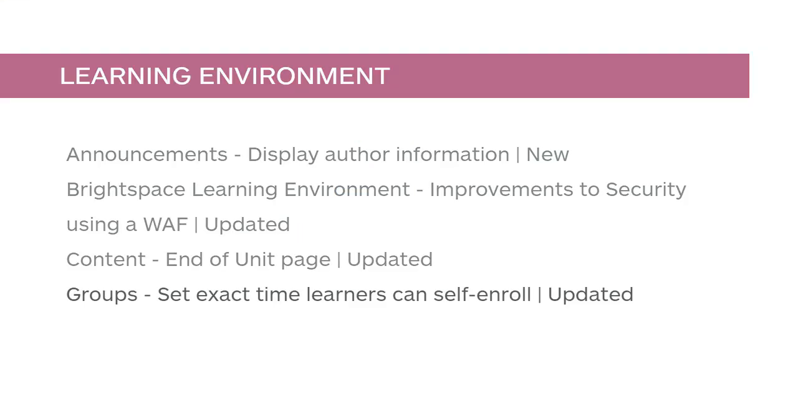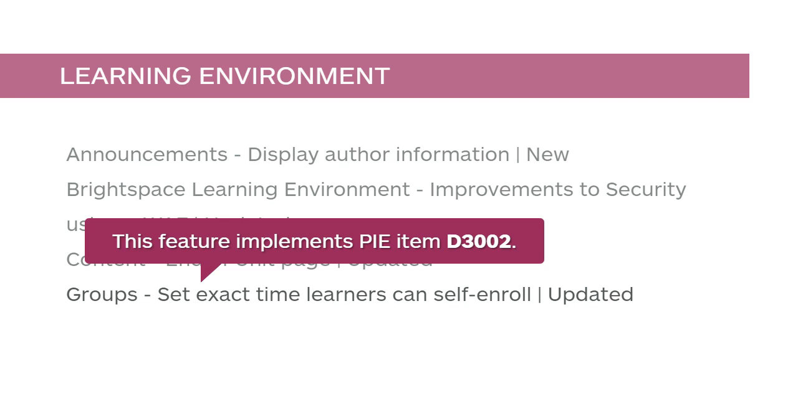When creating self-enrollment groups, you can now specify the exact time enrollment is available for. This feature implements PI item D3002.